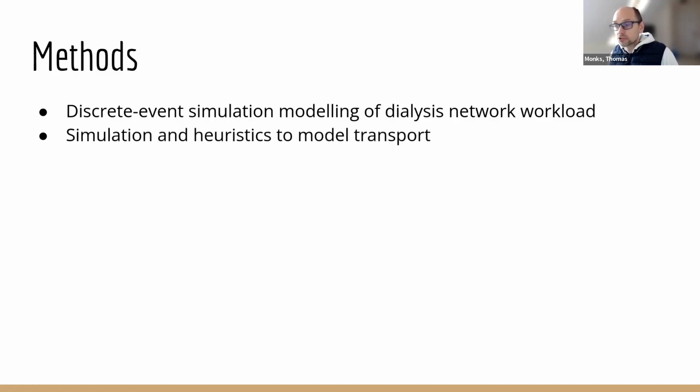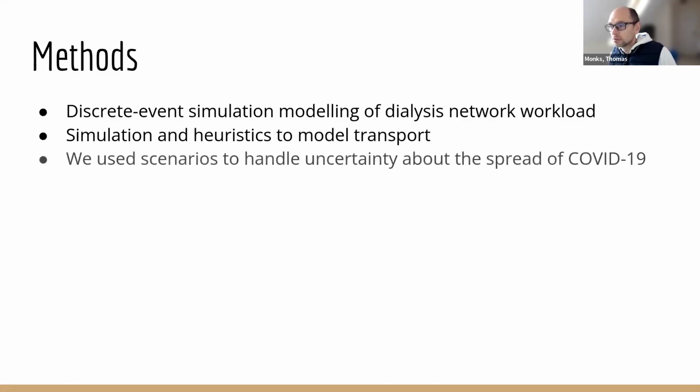We separated out the transport problem and we used a bit of simulation there, so a bit of sampling for patient populations, but also these things called meta-heuristics to model transport. And that was really about finding good, optimal routes to try and get an idea of what routes the ambulances would take. I'll talk a little bit more about that in a moment. And with both of those, we used scenarios to handle the uncertainty about the spread of COVID-19.